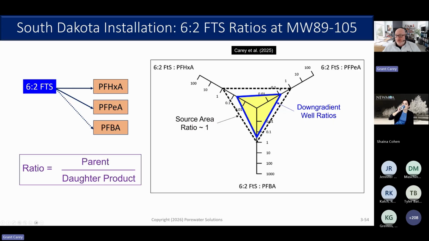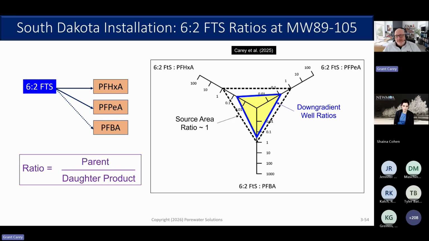And we can see in the source area, generally the ratio is about 1. The 6:2 FTS was similar in concentration to the daughter products. And you can see down gradient near an oxygen diffusion well, we had about a 1.5 orders of magnitude decrease in that ratio for PFHxA, which is the main daughter product. And then PFPeA reduced by about an order of magnitude in the ratio, and PFBA by about half an order of magnitude. And that's the kind of scale you'd expect when biodegradation is occurring.